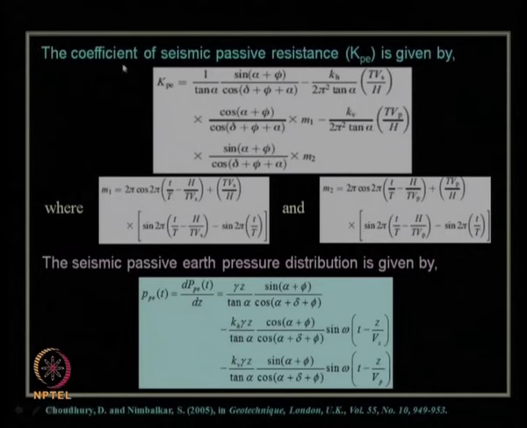Let us see what the coefficient of seismic passive resistance is. The coefficient of seismic passive resistance is nothing but our final design value, which designers will always look for when they are doing the design of any retaining wall. This is the closed form expression for KPE. In this case, M1 and M2 are expressed by this. You can see over here the parameter small t by capital T. This capital T is nothing but the time period, which is related to omega, that is frequency, as we all know, and this small t is nothing but the duration of earthquake.